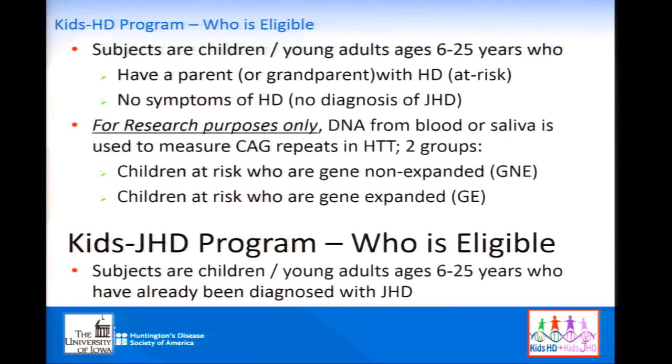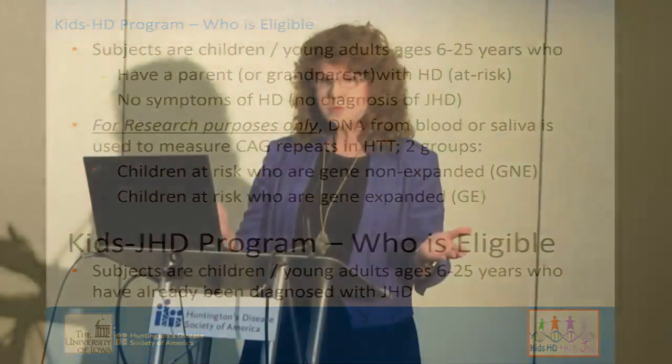And then we're able to divide those children into two groups. The children who don't have the gene expanded, GNE, they're not going to get Huntington's disease when they grow up. And those who are gene expanded, GE, are children who will later in life develop Huntington's disease. At the time we're seeing them, they're not having any symptoms.